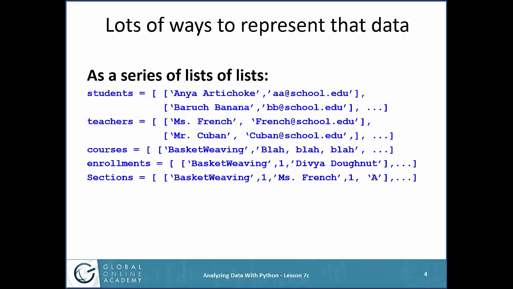We might have a series of lists of lists. Maybe we're just going to echo what was in our database, and we're going to have a variable called students that's a list. And in that list, each element is a list of the data for one student. Anya Artichoke, that school, or that email address. Baruch Banana, that email address, and so on. Now you'd have to know position 0 was the name, position 1 was the email address. I might do something similar for teachers, courses, enrollments, and sections. That's one way I can do it.